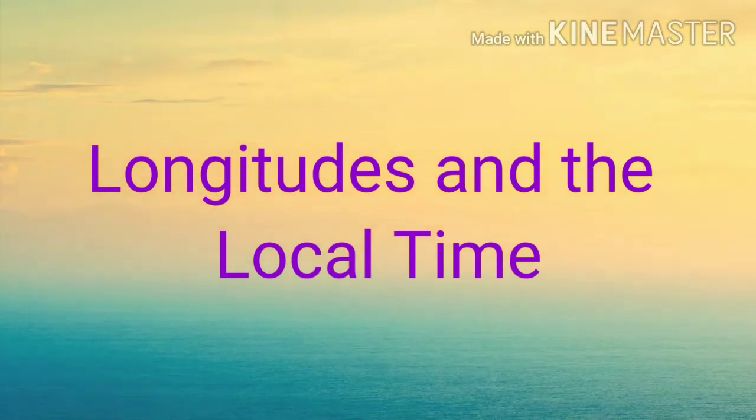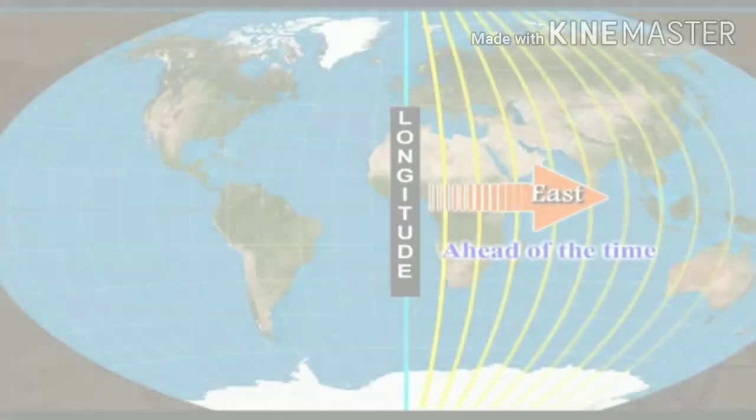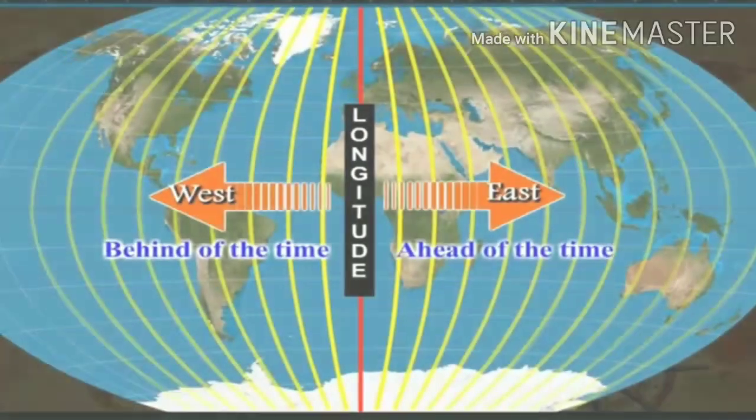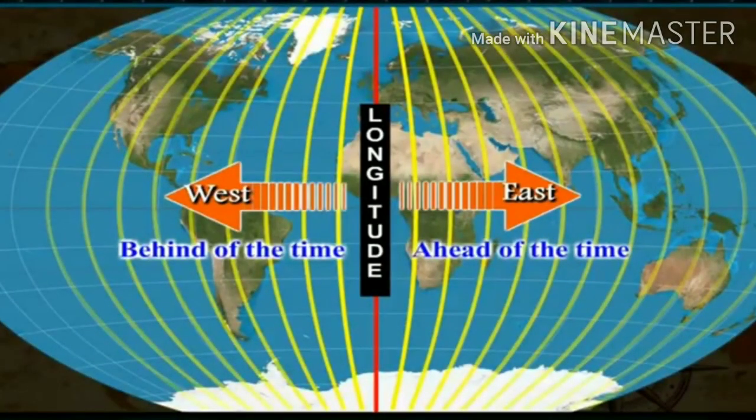Students, for each degree of longitude, the local time differs by 4 minutes. As shown in the image, the longitude lying to the east of any longitude will be ahead by 4 minutes in local time because the sun rises in the east, and the longitude lying to the west of any longitude will be behind by 4 minutes in local time.